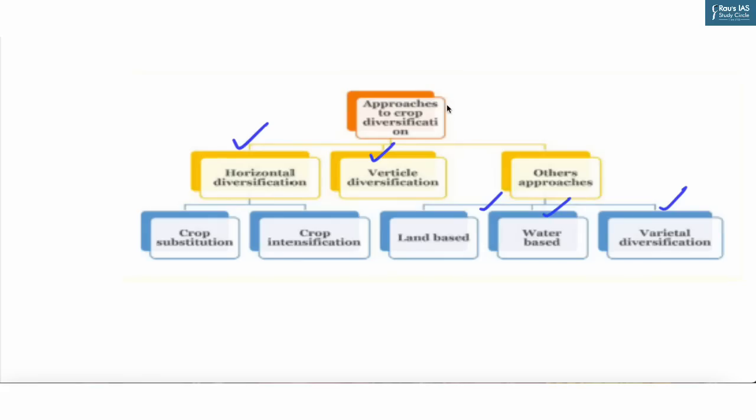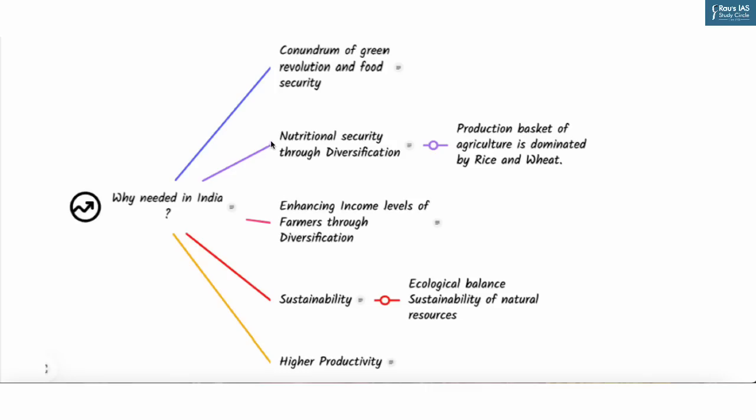So we have covered different approaches to crop diversification in detail. Now let's move to the next important section, that is why crop diversification is needed in India. First point in this is conundrum of green revolution and food security. Conundrum means confusion. Now as you know, phenomenal increase in production of food grains after green revolution has not translated into commensurate increase in food security. That is why we have used the conundrum of green revolution and food security.